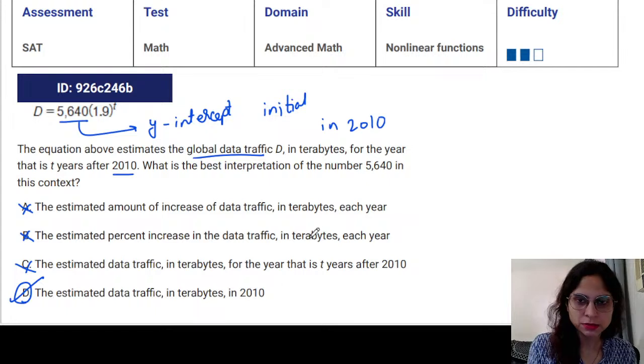This was question number 18. Next one is question number 27. That's our page number 28.